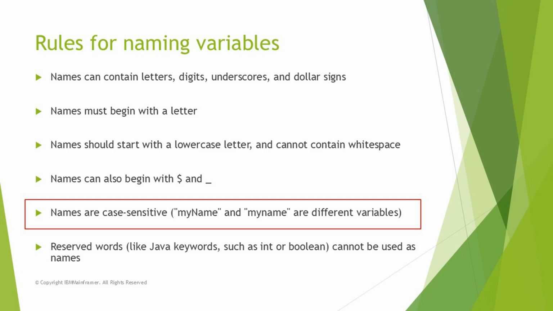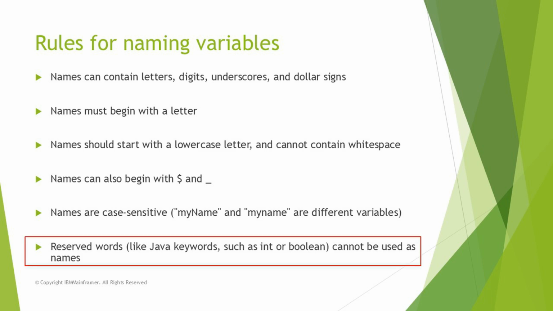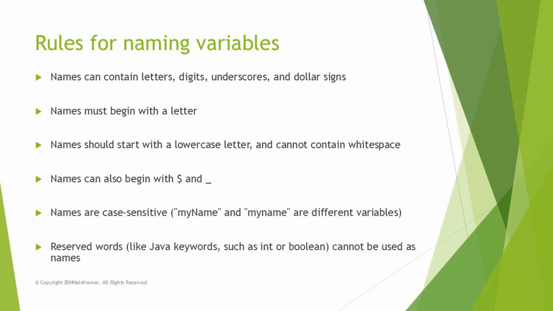And the final rule is reserved words. You should not use any reserved Java keywords like int, boolean. We will see more keywords as I go through this tutorial. So the reserved keywords cannot be used as a variable name. So these are the five or six naming rules for variables.